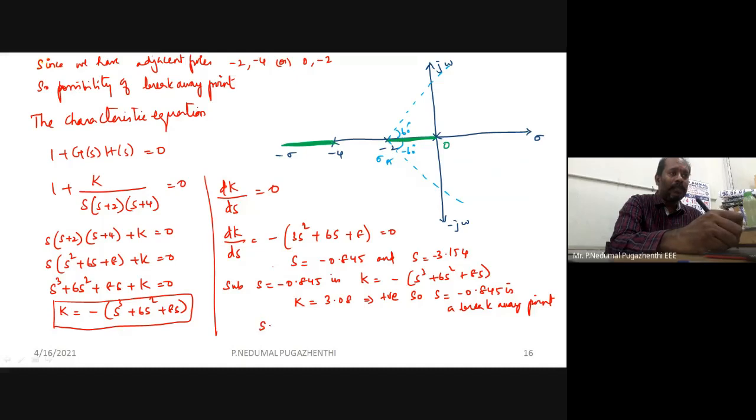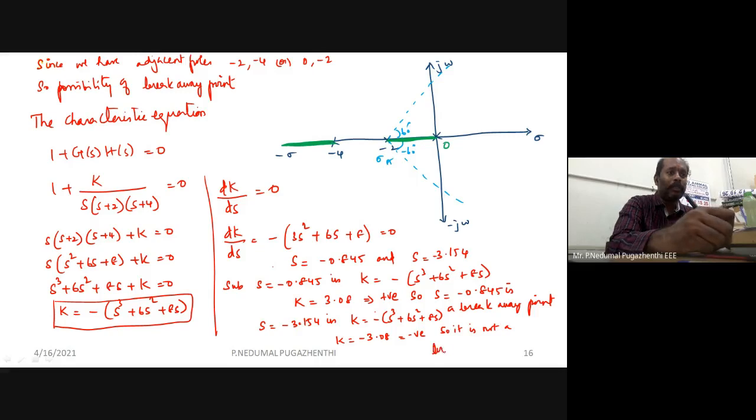In the same way, if I substitute s is equal to minus 3.154 in the same equation, K is equal to minus of s cubed plus 6s squared plus 8s, I get K is equal to minus 3.08, which is negative. So it is not a breakaway point.